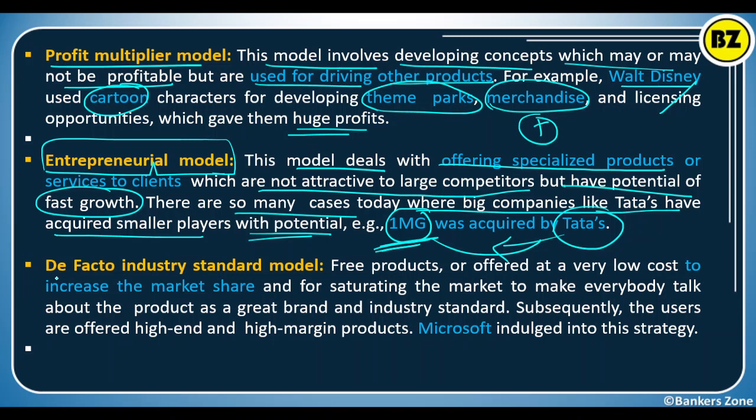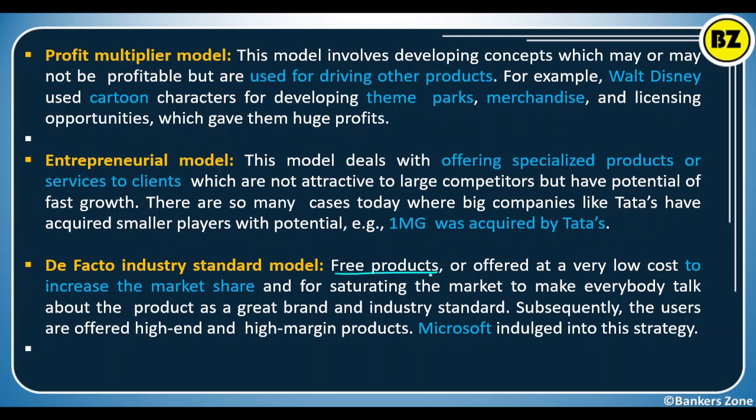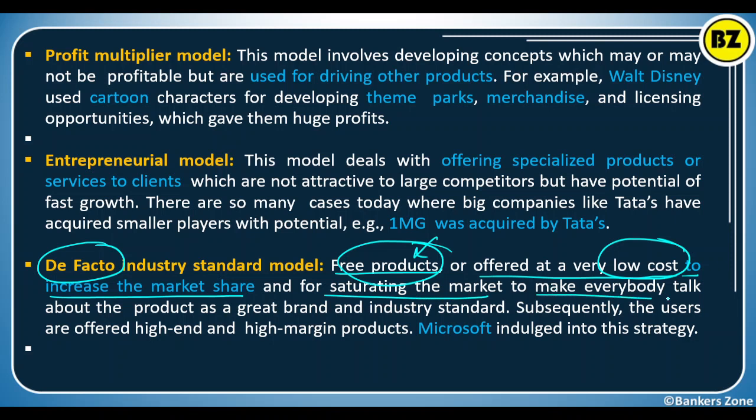Now see, the de facto industry standard model. What do you mean by de facto? The free product, de facto. That means free products are offered at a very low cost. You will get either a free product or a product at a very cheap rate, low cost. Why? To increase the market share, to saturate the market, to make everybody talk about the product, and a great brand in the industry is to be established. Subsequently, users are offered a high-end and high-margin product. For example, Microsoft used this strategy.